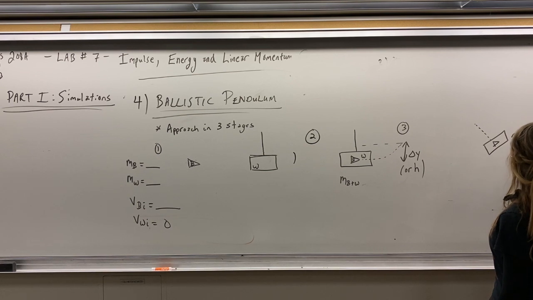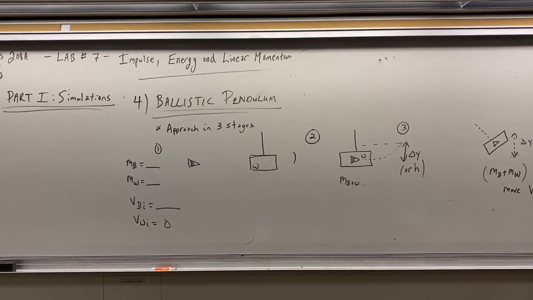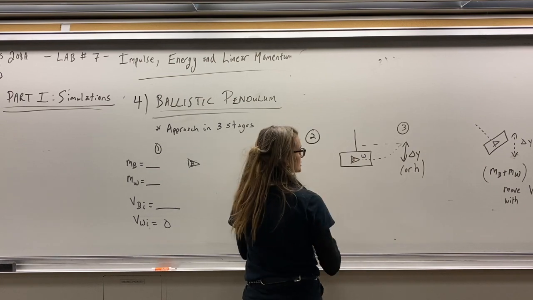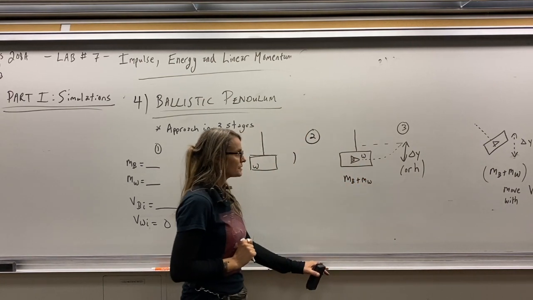Delta y. And they're both moving with mb plus mw, moving with a final velocity. Okay, and the reason I broke this down into 2 stages, so I should really say mass of the block plus mass of the wood here.